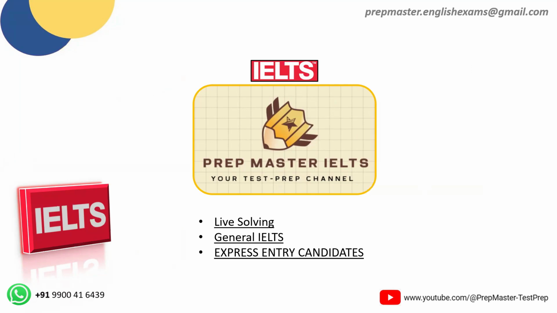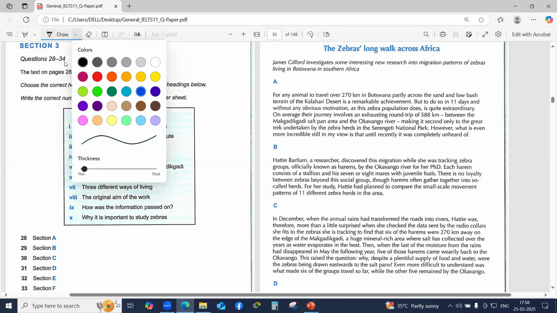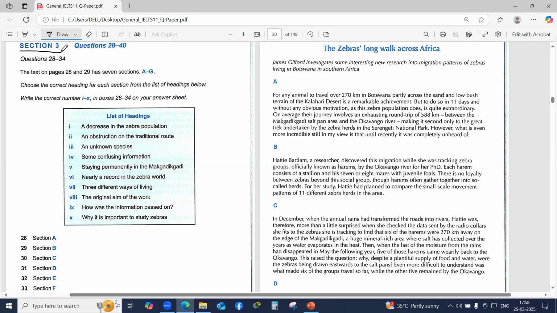Today we are going to do reading live solving section 3, and this is general reading. In the previous video we have seen section 2 solving. Today we are going to see section 3. As you can see here, we are going to solve section 3 of the reading module, general, questions 28 to 40, the last 13 questions.